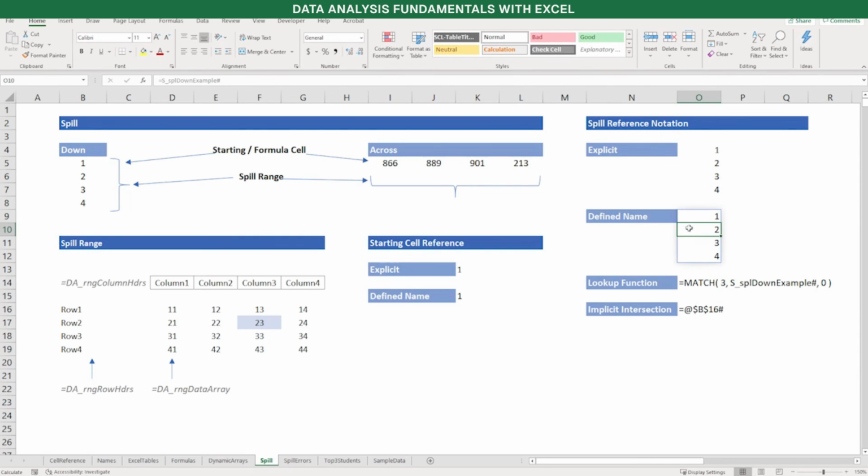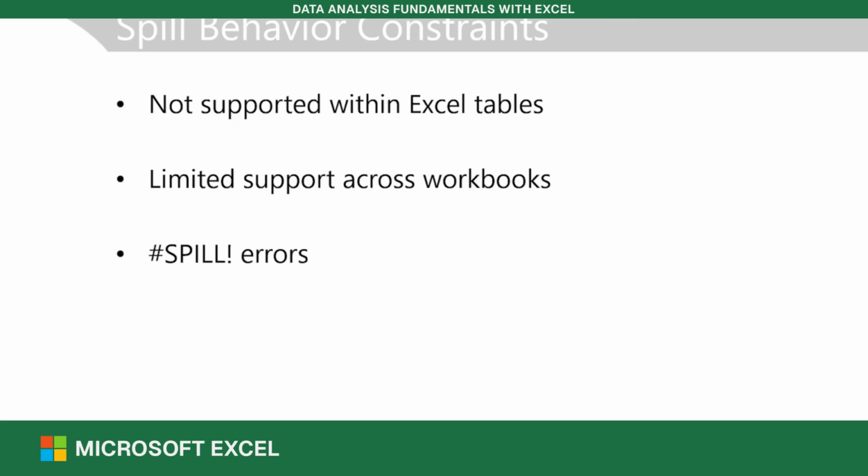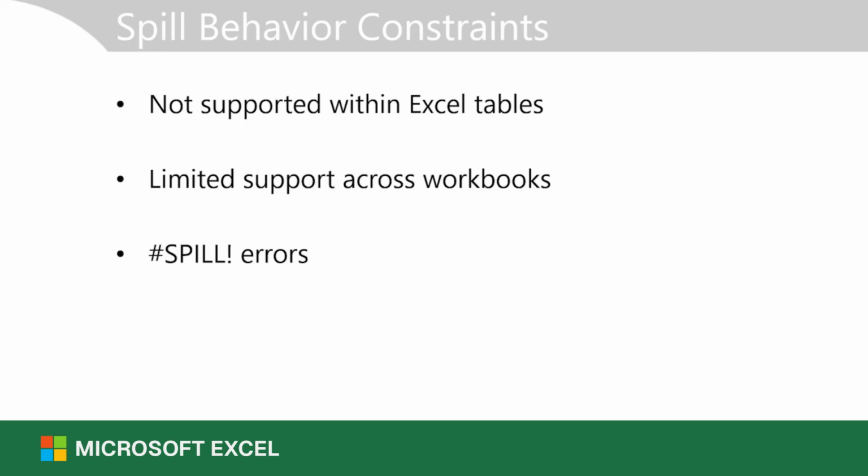We can also use one of the lookup functions within Excel to refer to a specific value within the range. In this case, we use the MATCH function to look for the numeric value 3 within the range and return its index. The implicit intersection operator, which is the @ symbol, which we'll review in more detail later in this course, can also be used to reference a value in the same row of a spill range as the currently selected formula cell. Apart from these attributes, the spill behavior is also subject to some constraints.